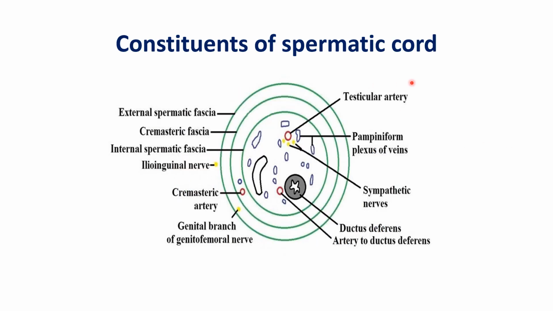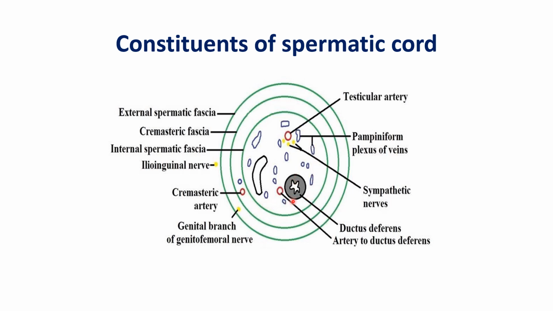Contents of the spermatic cord. If we take a section of the spermatic cord, we see the external spermatic fascia on the outside and cremastric fascia on the inside. The external spermatic fascia is in continuity with the external oblique aponeurosis. The cremastric fascia is in continuity with the internal oblique muscle, while the internal spermatic fascia is in continuity with the fascia transversalis.